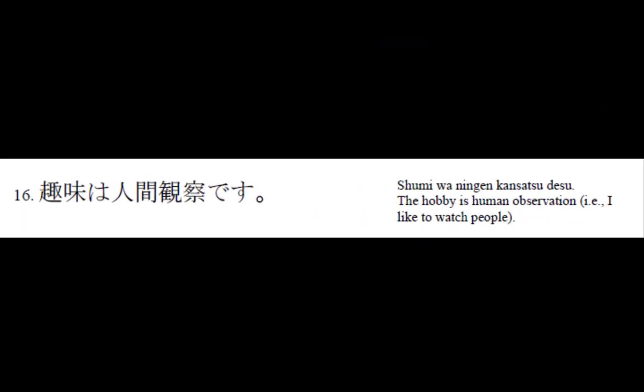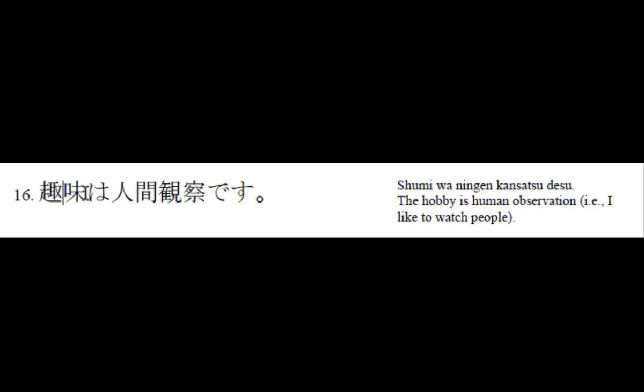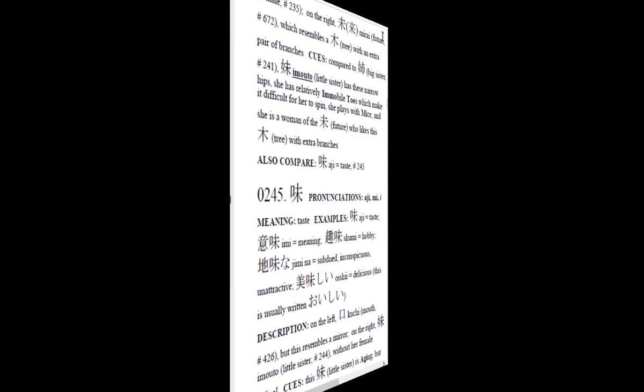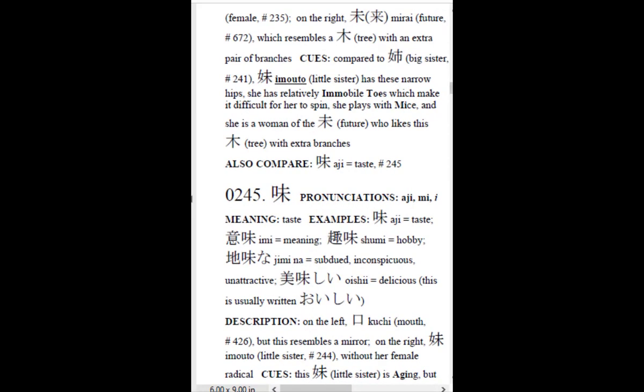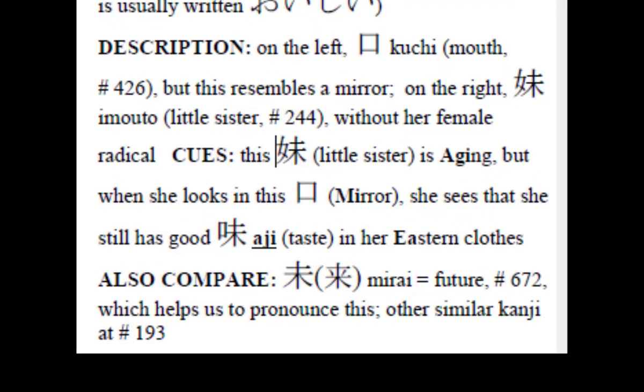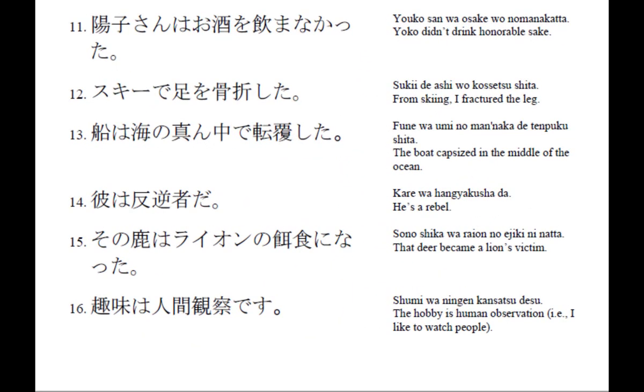Now let's say that I'm having trouble reading the second kanji in the sentence as well. This time I've forgotten the cue or the mnemonic which helps me to remember its pronunciation. I'll just use the same technique to look this one up. Highlight, Control-C, kanji window, Control-F, dot space, Control-V, Enter. This takes me directly to the kanji's entry. Now I can see the cues for this kanji. The cue that I wanted to look up was mirror, since the kanji is pronounced mi in this sentence. Now I can return to my reading.